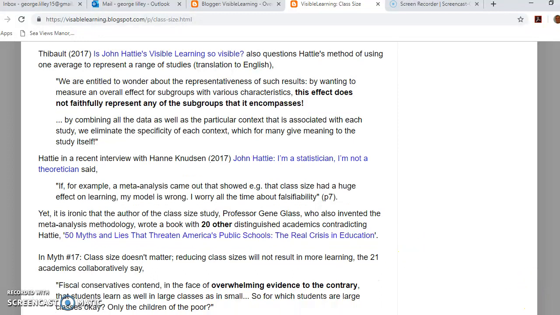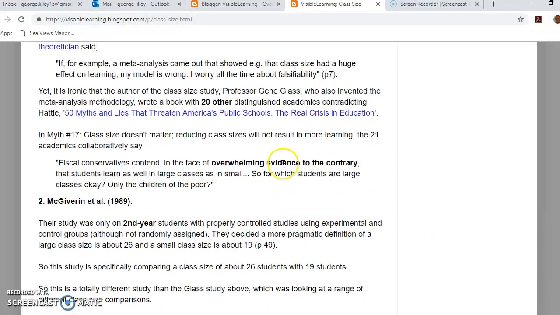It's also ironic that Gene Glass plus 20 other distinguished academics collaborated in a book called 50 Myths and Lies That Threaten America's Public Schools, and their myth 17 is the Hattie myth, class size doesn't matter. So they respond, fiscal conservatives contend in the face of overwhelming evidence to the contrary that students learn as well in large classes as in small. So for which students are large classes okay? Only the children of the poor.